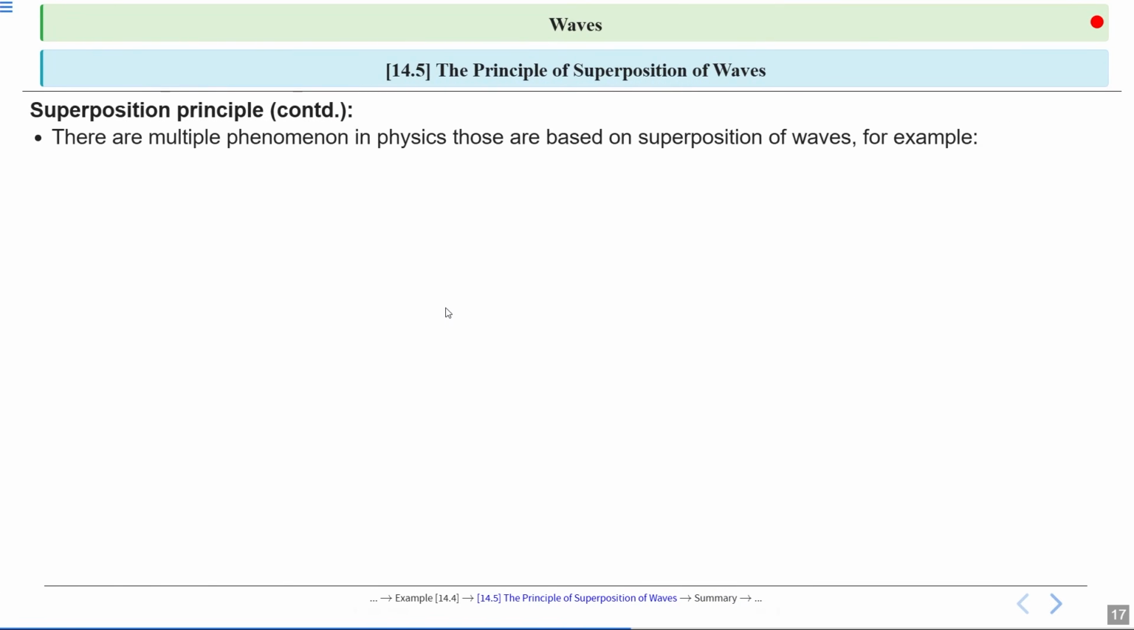Now, let's look at some real world examples where the superposition of waves is important. Many different effects in physics, specifically in sound and light, are based on this principle. So first, let's talk about interference. Interference happens when two waves with the same frequency overlap. Depending on how their peaks and troughs line up, they can add together to make a bigger wave or cancel each other out.